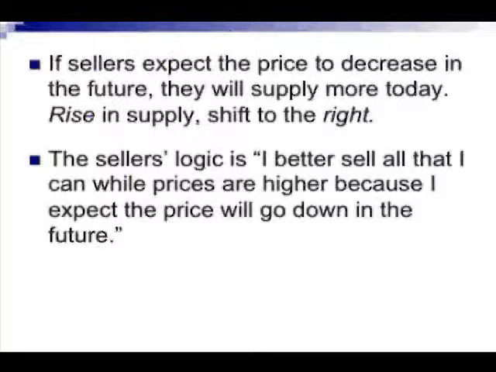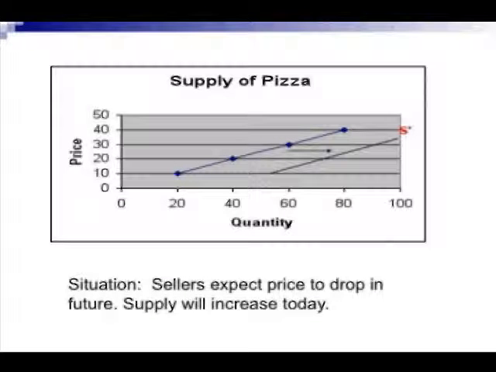If sellers expect the price to decrease in the future, they will supply more today. Rise in supply, shift to the right. Their logic is, I better sell all that I can while prices are higher because I expect the price will go down in the future. And that makes perfect sense. Right? I better get rid of this inventory while I can because it's going to decrease in value. So again, looking at the supply of pizza, sellers expect the price to drop in the future, so the supply will increase today because sellers are really thinking, I got to get out while the getting's good. Okay? That ends the discussion on price expectations.